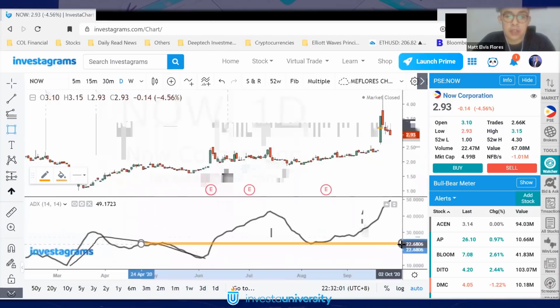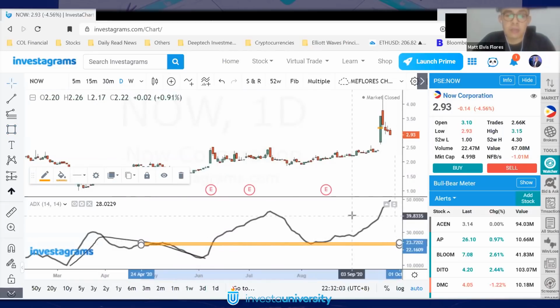Yan, no? Starting to move. So same again, same application ng support, classical technical analysis. Your ADX stays above 20, which is what we call, nasabi natin, di ba? Pag 0 to 25, absent or weak trend. Pag 25 to 50, strong trend. 50 to 75 is very strong trend. 75 to 100 is extremely strong trend.